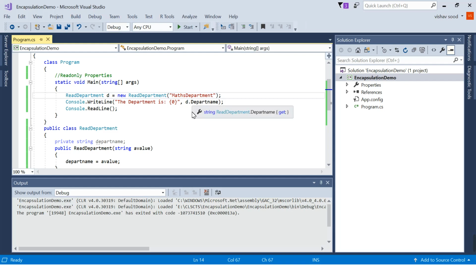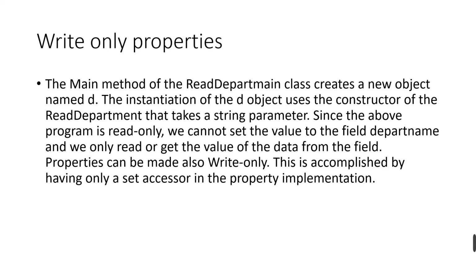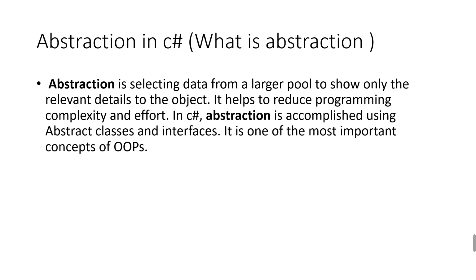In read only properties, if only the get accessor is provided, we cannot set the value of a variable or property in the main program. We can only read the variable, so that is protecting the data from being modified, right? We are just providing the data and reading the data from the read only properties. Write only properties are the same, where we are writing the properties and providing the data.